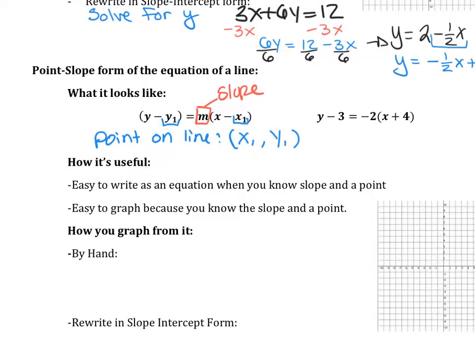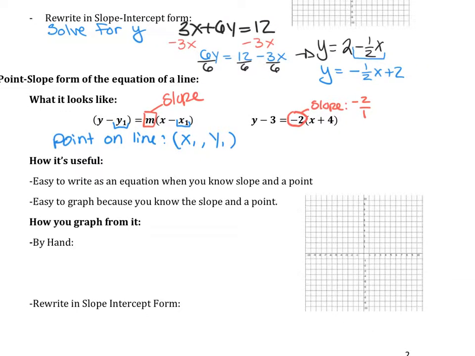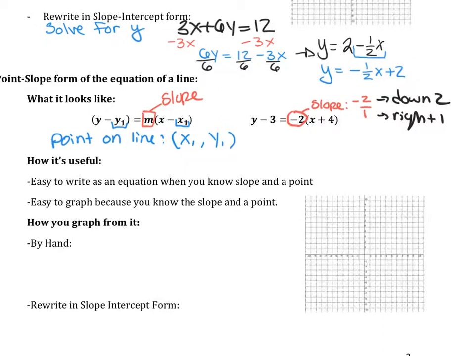So for the example next to that, our slope would be negative 2. So it's like negative 2 over 1. You want to think about it like that. It's easier to see the rise over run. It's negative, so that means we'll go down 2. But we always go to the right 1. And then we have a point on the line.